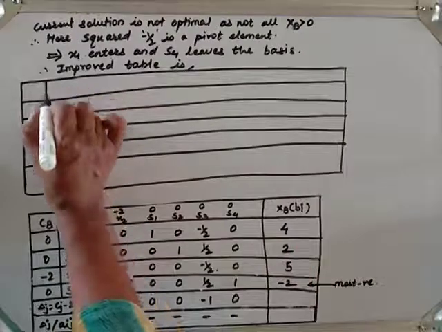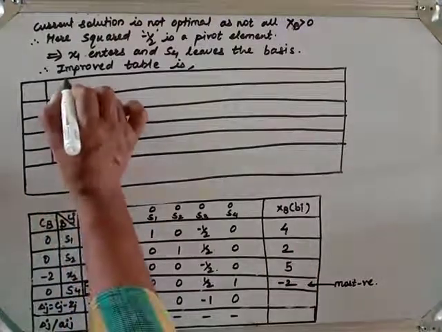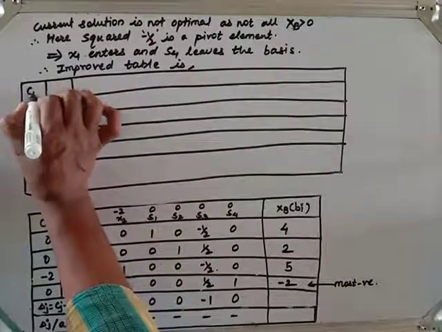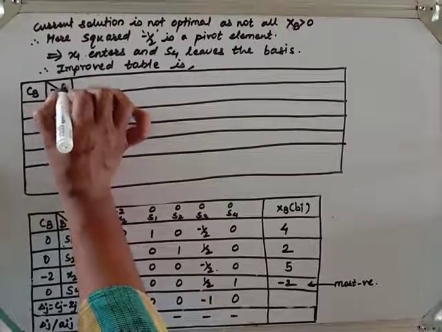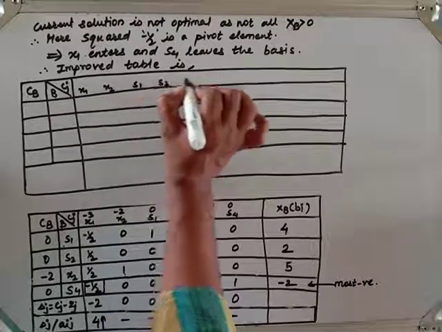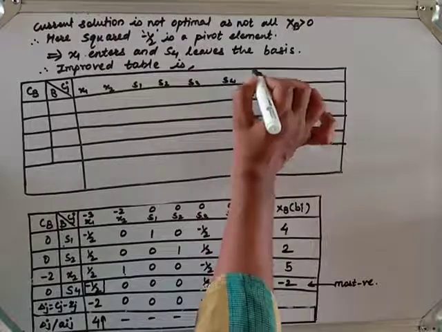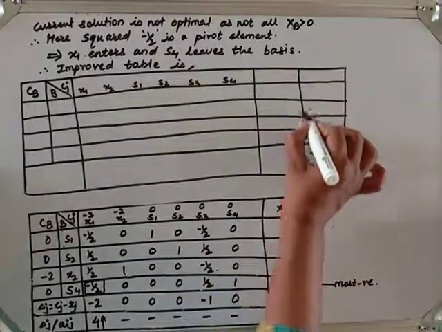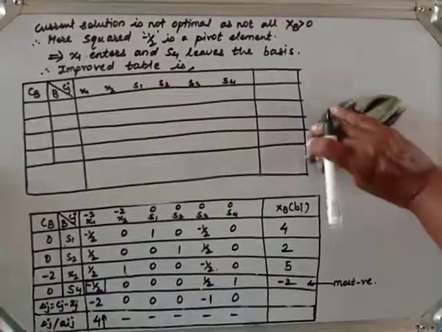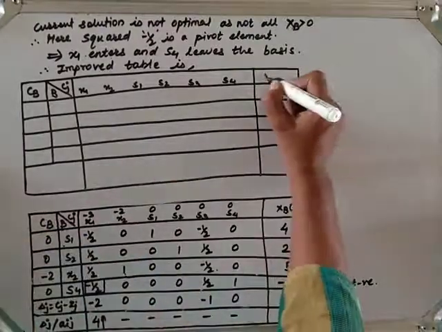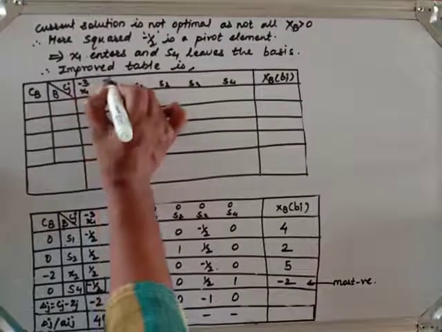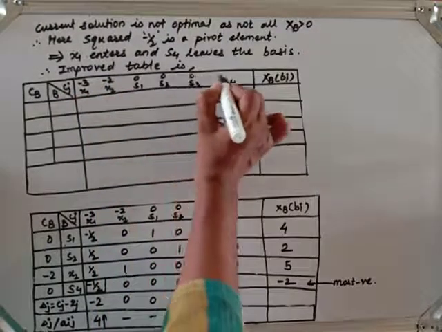Now let us check. Let me add that column, that row if required, once again. So here we have CB, B, CJ, and x1, x2, s1, s2, s3, s4. Now here we require only one column, so let me rub this part. Okay, so this is XB or BI. Now this is -3, -2, 0, 0, 0 and 0.